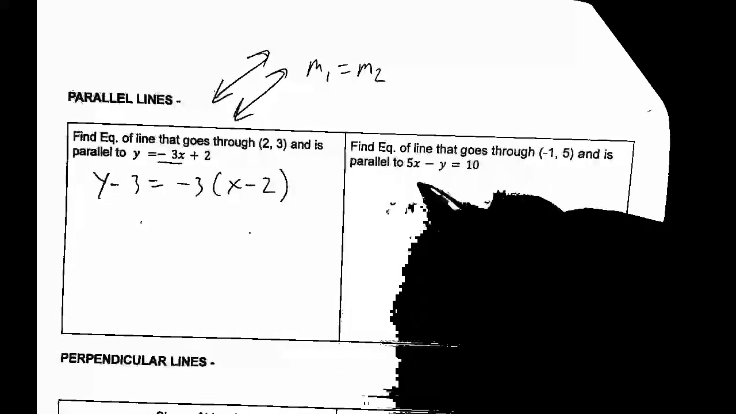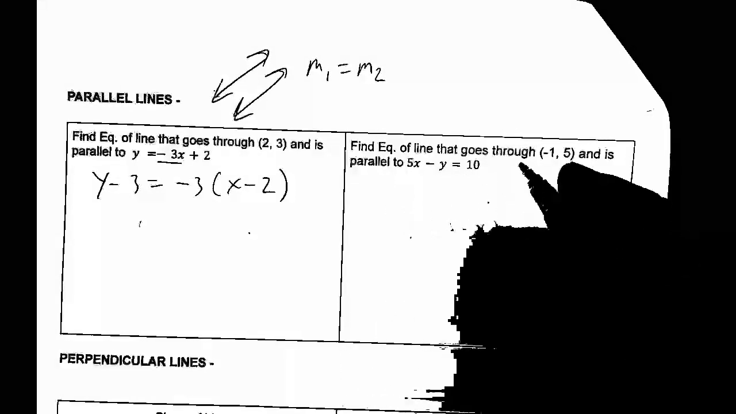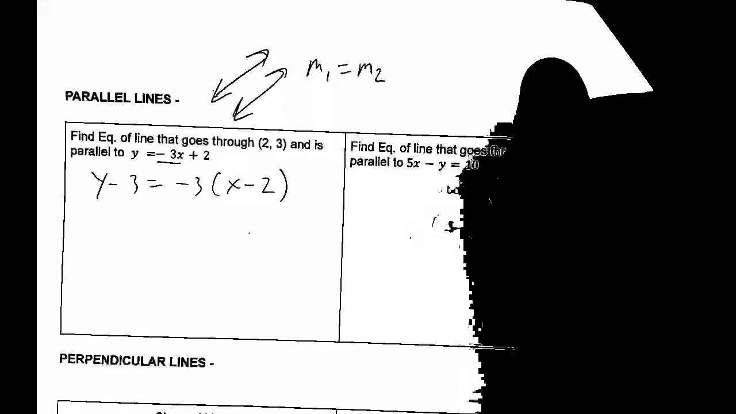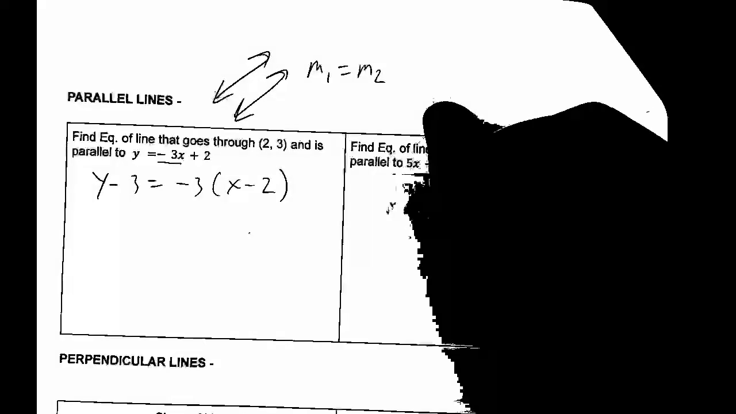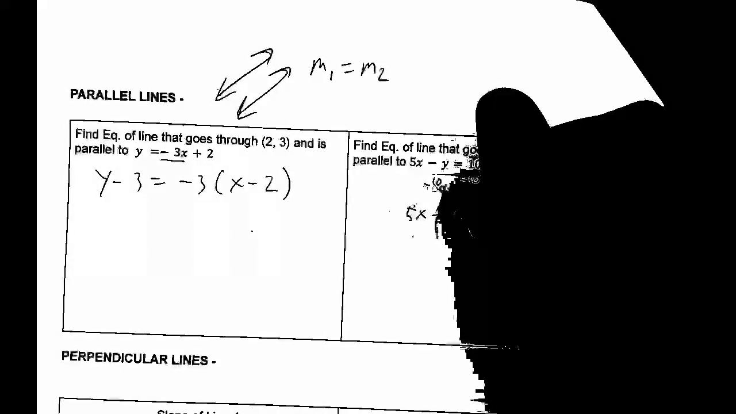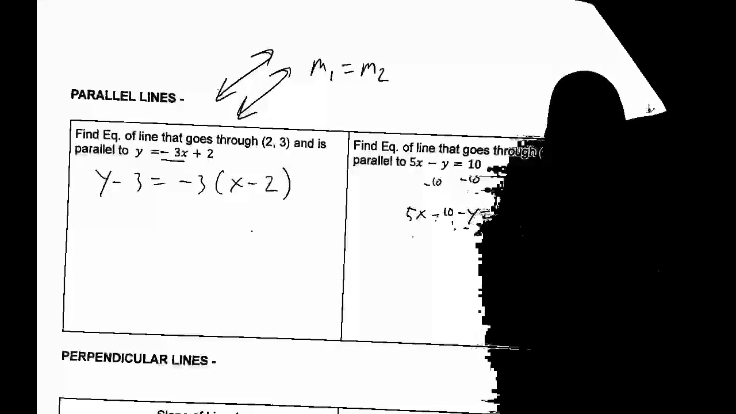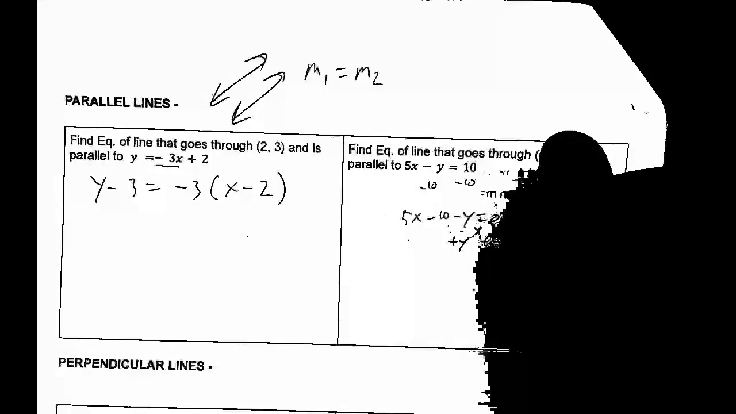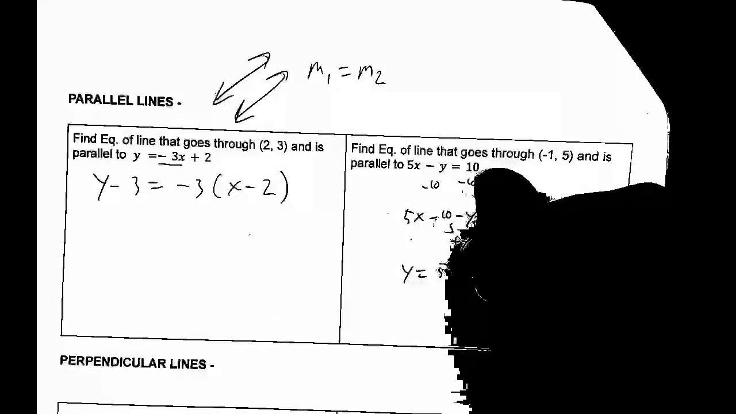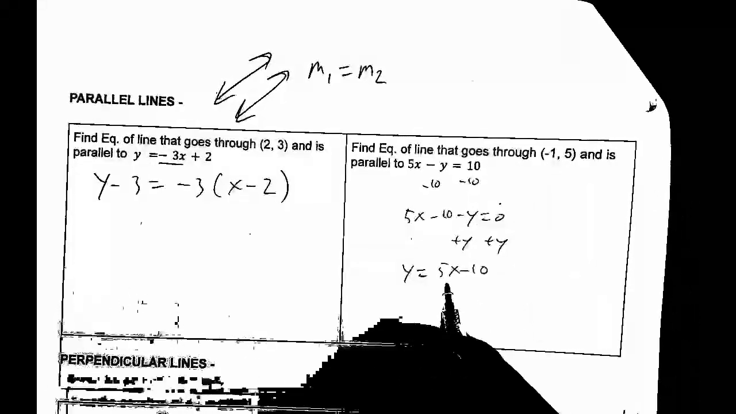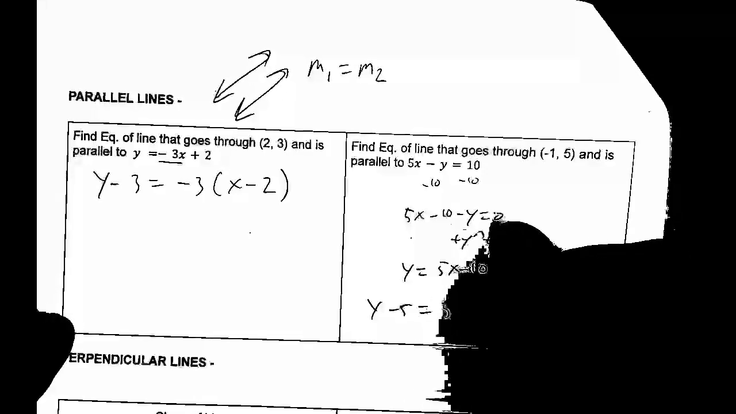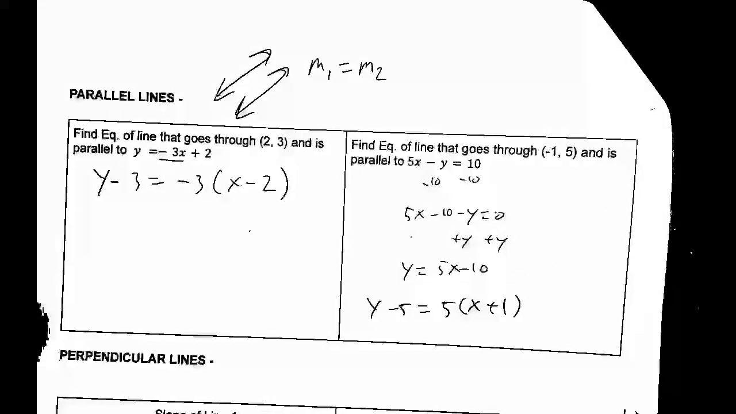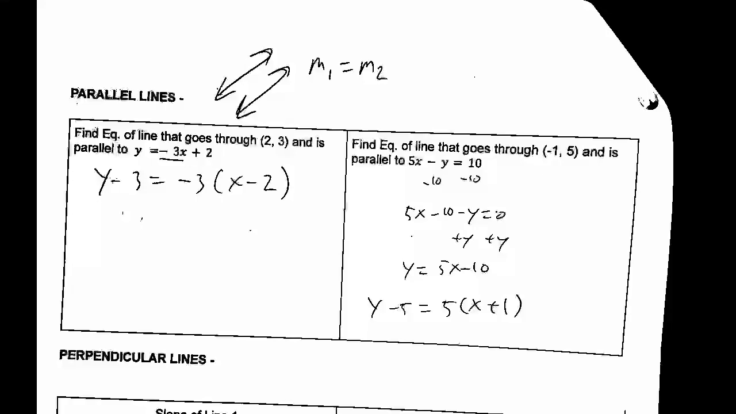Well, this one I don't know the slope yet. We've got to get y alone first. So let's get y alone. We're going to subtract 10. We have 5x minus 10 minus y equals 0. And then I'm going to add y. So y equals 5x minus 10. So my slope is going to be 5. So I'm going to say y minus 5 equals 5 times (x plus 1). Okay?